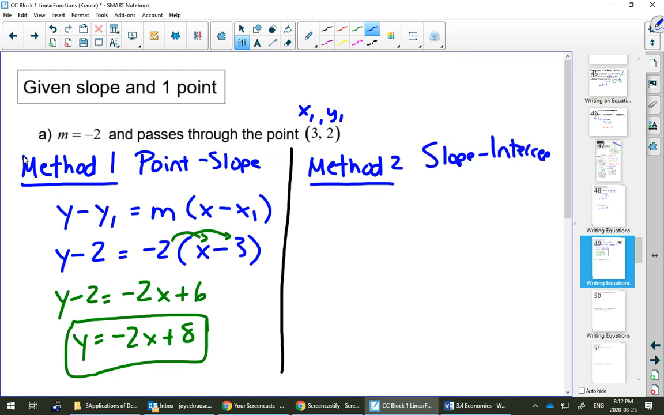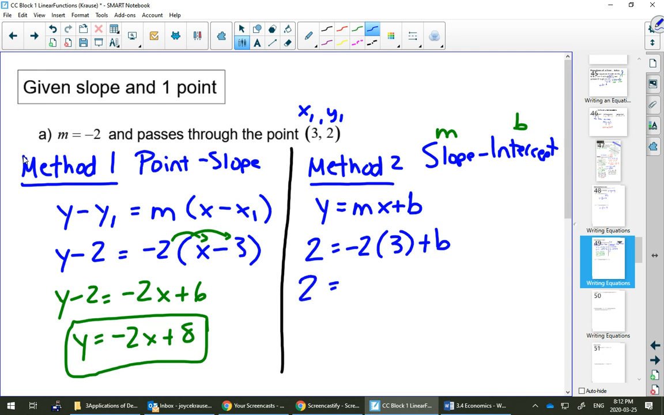Now, when we're doing the slope-intercept form, the 2 things that we care about are the slope and the y-intercept. And so when we have questions like this, we're not given the y-intercept explicitly, so we have to kind of hunt for it. So we start off with y equals mx plus b. We sub in what we know, and then we solve for what we don't know. So our y value is 2. Our m is -2, our x is 3, and the unknown is b. So we're going to simplify and solve for b.